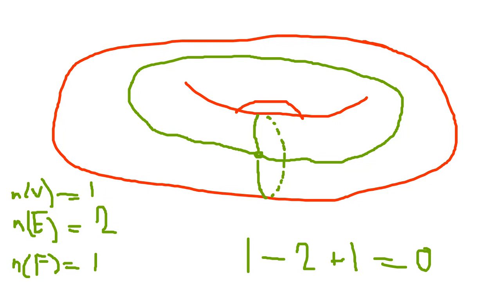If we have a solid object in which we can't stick our finger through a hole in the middle, and if we drew vertices and edges on the surface, then we would always get Euler's formula equal to 2.